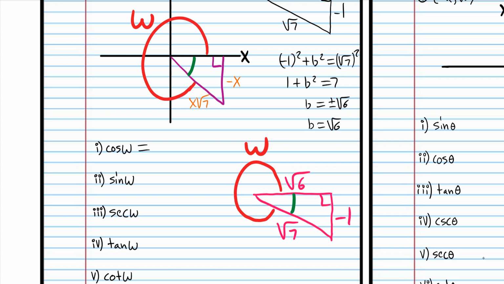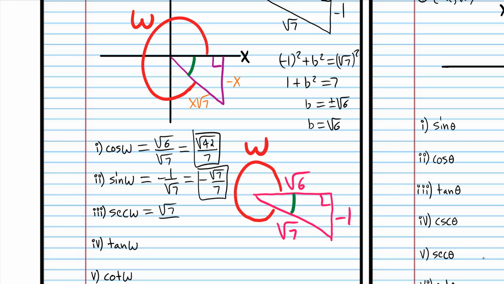Cosine omega is the side adjacent to the green reference angle divided by the hypotenuse. Multiply both sides by root 7. Sine omega is the side opposite the green reference angle divided by the hypotenuse. Multiply both sides by root 7 and we get root 7 over 7. Secant omega is the hypotenuse divided by the side adjacent to the green reference angle. Multiply both sides by root 6 and we get the following.